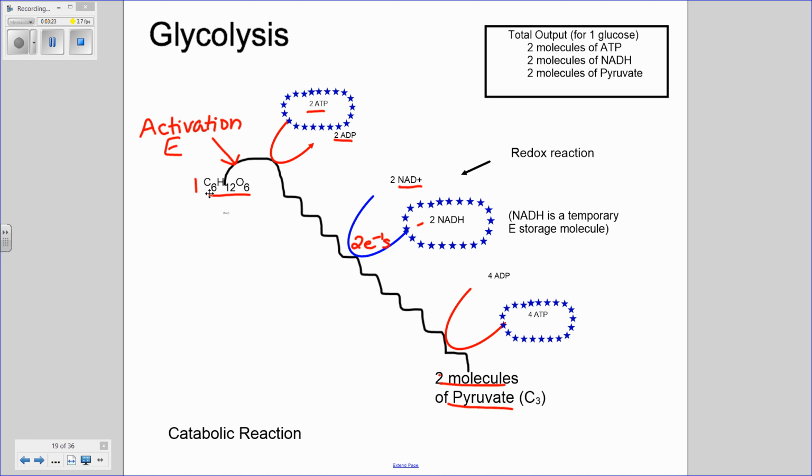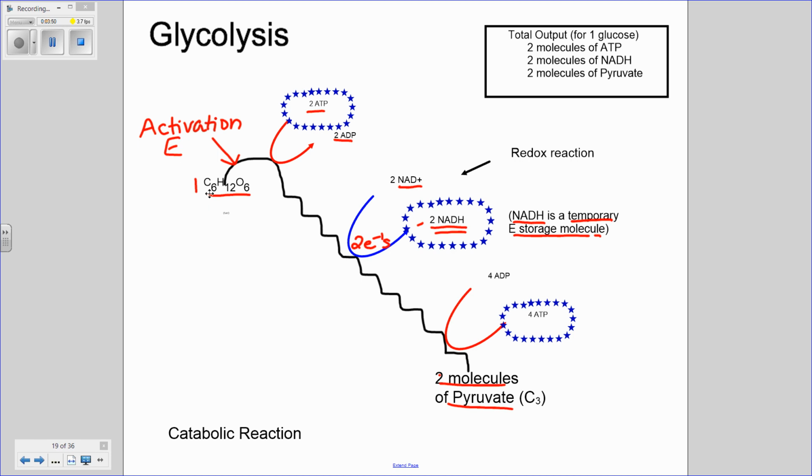Now, what you need to understand here is NADH is just a temporary energy storage molecule. So we're pulling, in the form of electrons, a little bit of energy out of glucose, and we're giving it to this NAD+, which turns it into NADH. It's temporary. We're going to use that later. So we will be coming back to it. Our goal, though, is to stockpile as much of this as we can.